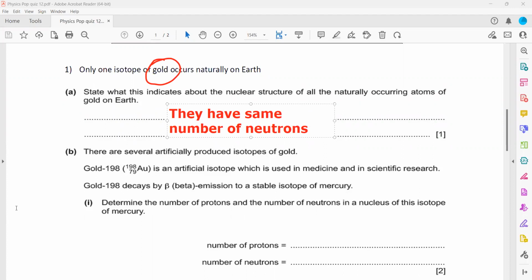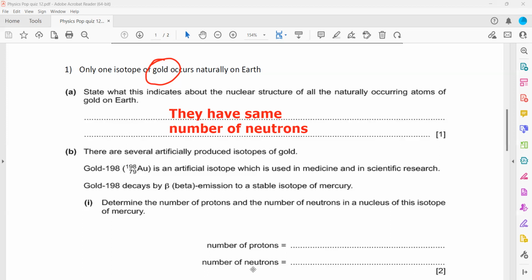The second part: there are several artificially produced isotopes of gold. Gold-198, which is 79 and 198, is an artificial isotope. It is used in medicine and scientific research, and it decays by emitting beta to become stable mercury. Determine the number of protons and neutrons in the nucleus for this isotope of mercury.